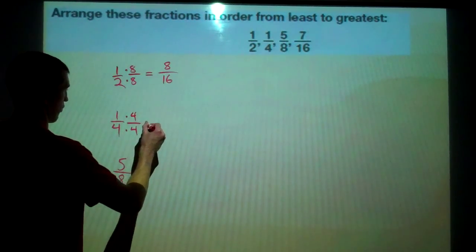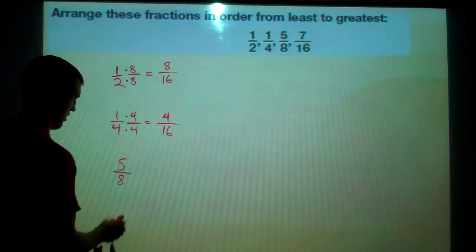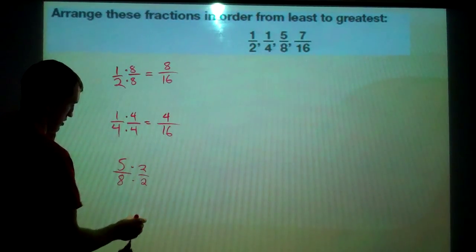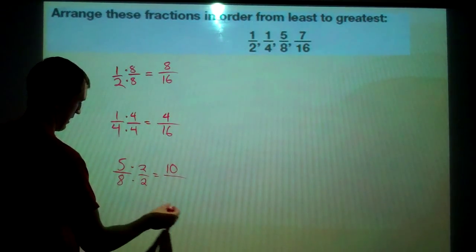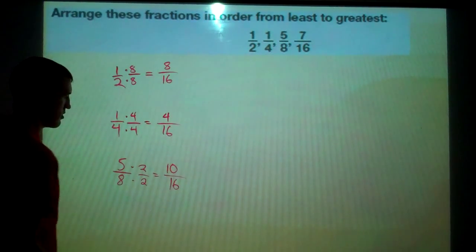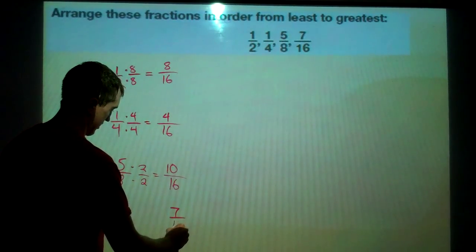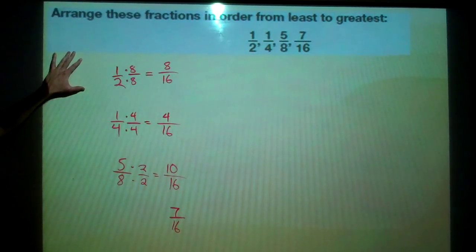Alright, so 1 times 4, 4 over 16, and 8, we're going to multiply by 2 over 2, and we get 5 times 2 is 10, and 8 times 2 is 16. Alright, and then we also had 7 over 16, hanging out over there. So, now we can order these from least to greatest.